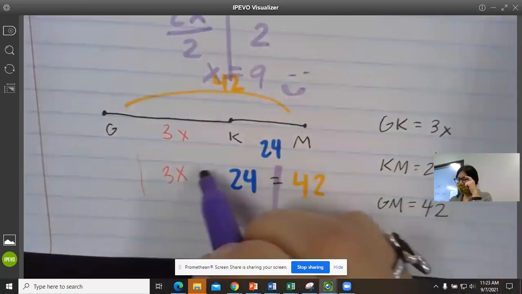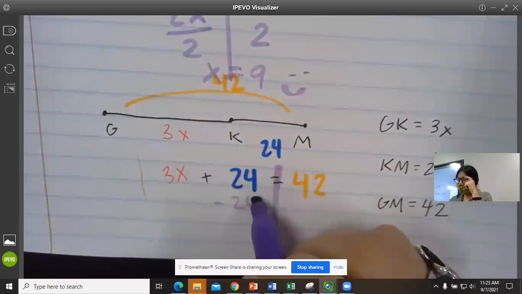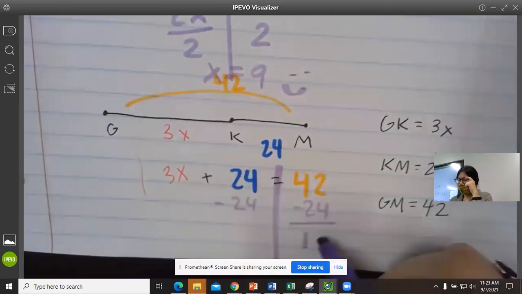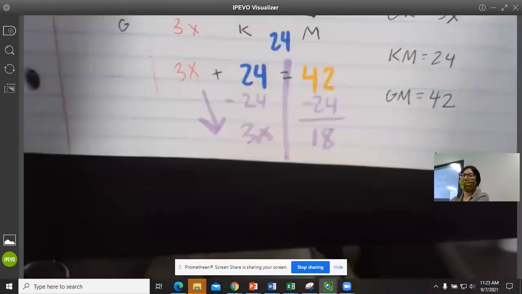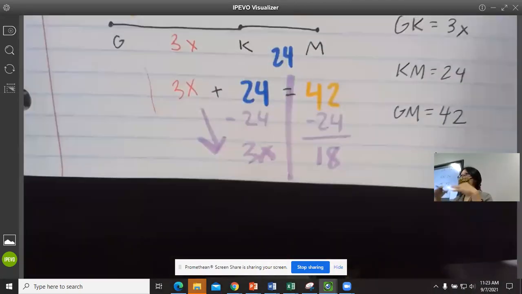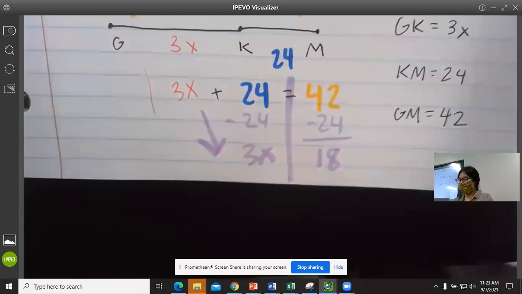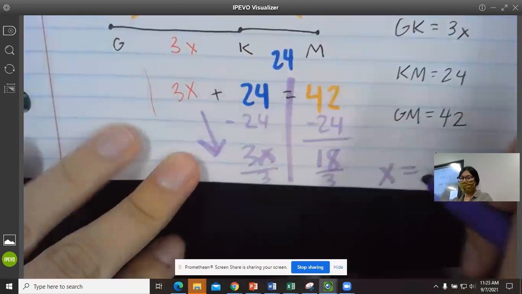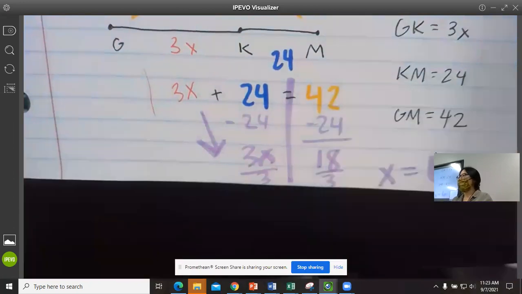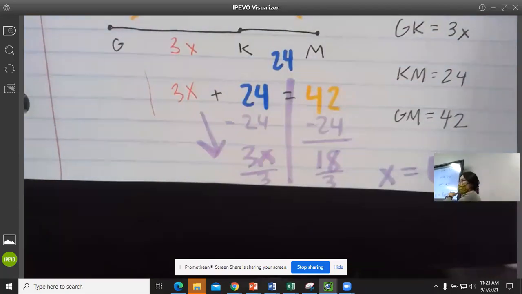This is a plus, so you do the opposite. Minus 24, minus 24. It equals 18. 3x equals 18. I hope you start getting the pattern. Like you subtract it and then you divide. Divide by 3. Yeah. 18 divided by 3 is 6. You will be able to use the decimals calculator when you take the test, but it's going to be like this. I'll show you more examples right now.